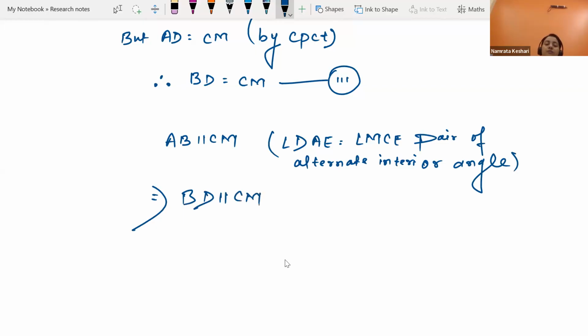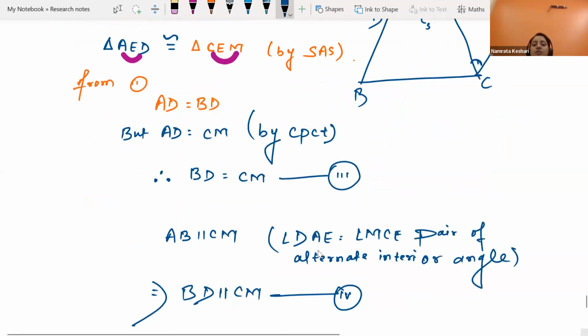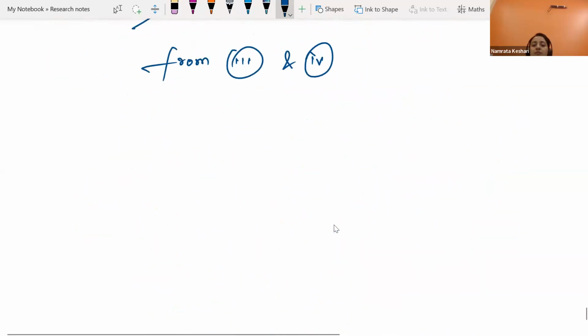Check it in your paper. Okay, number 4. From 3 and 4, we can say that it's a parallelogram. From 3 and 4, it's enough to say that BDCM is a parallelogram.